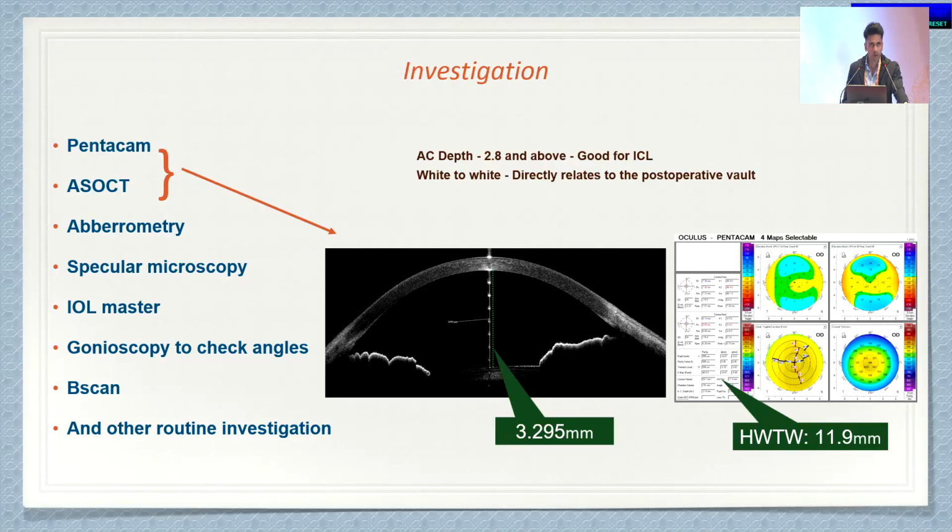Investigations, obviously, I do a plethora of investigations, but the two most important ones are the Pentacam and the AS-OCT, which basically define the AC depth, where my threshold is 2.8 and above to do an ICL. Some people like to keep it at 3 millimeters, especially in the beginning. The white to white is basically to understand what size of ICL you want to be using, and I'll come to that as we go.